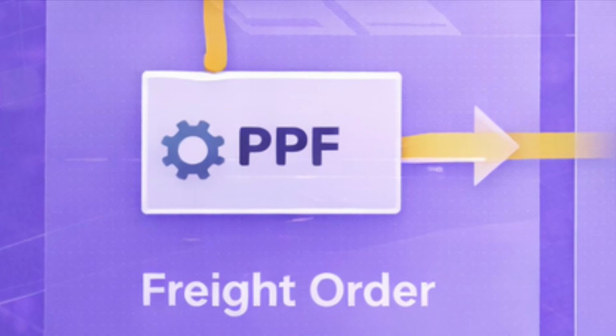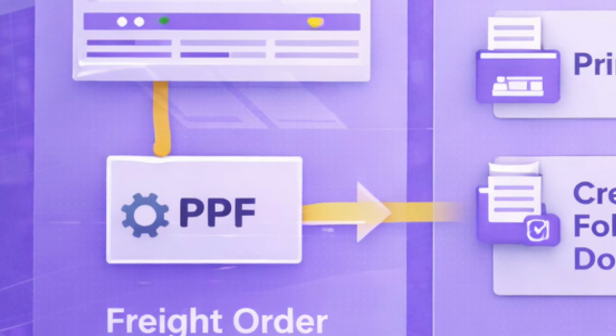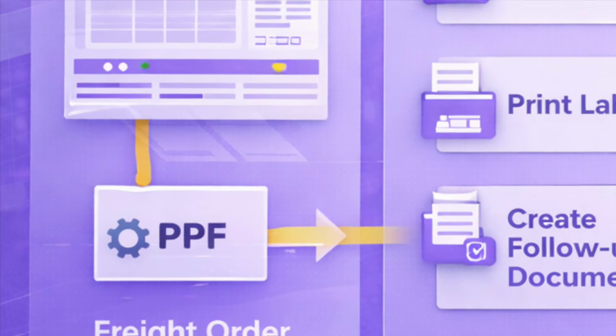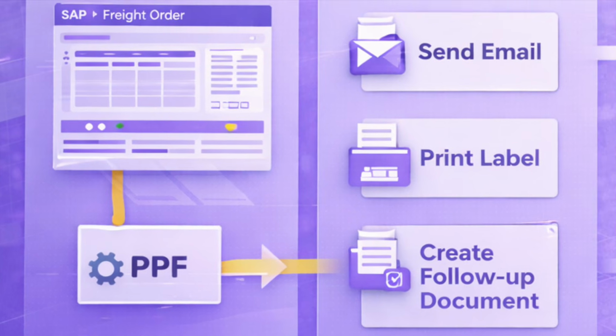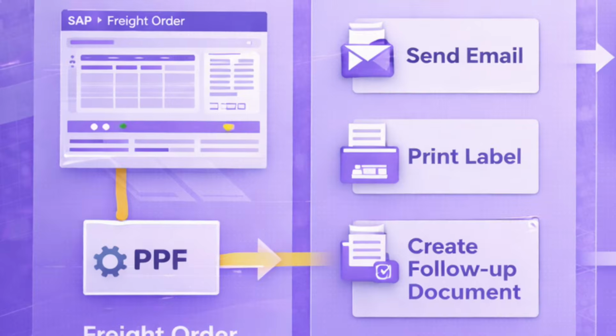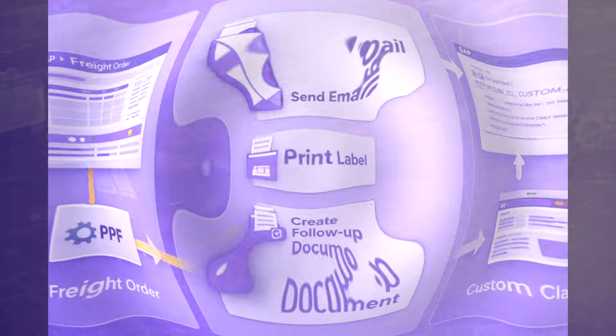An action definition is a specific task triggered by the post-processing framework, or PPF. It can be something standard like sending emails, printing labels, or creating follow-up documents. But it can also execute fully customized logic, including your own ABAP implementation. In simple terms, it defines what happens when certain conditions are met.